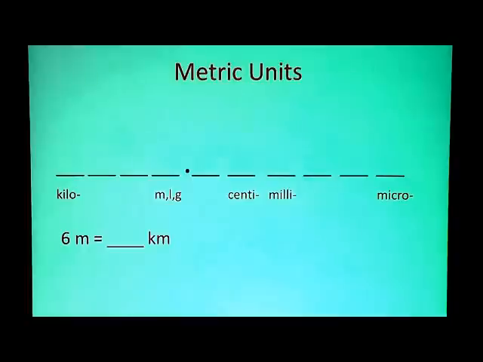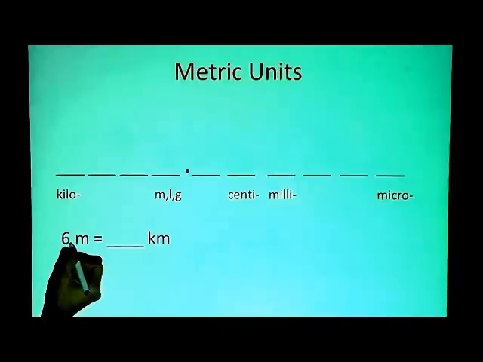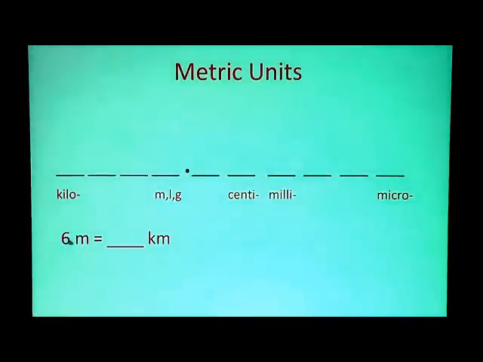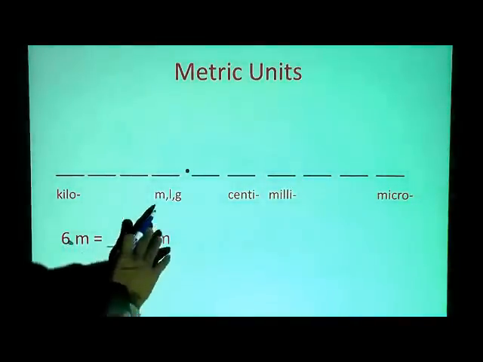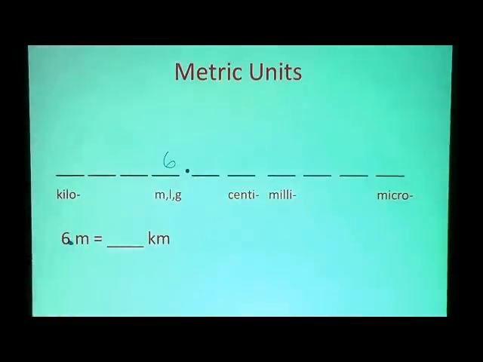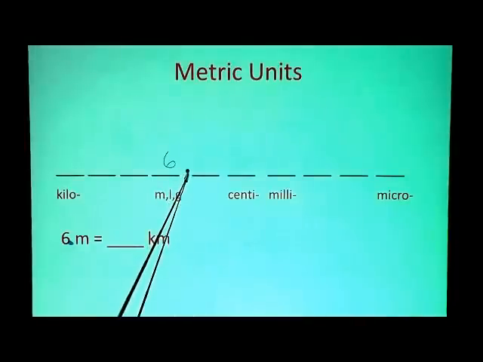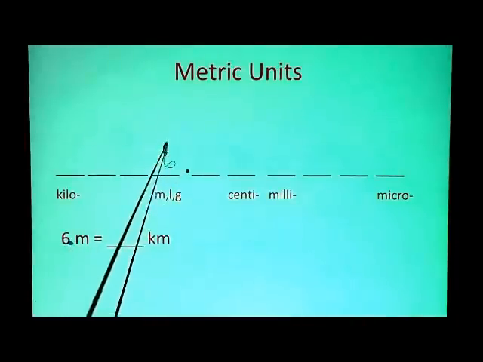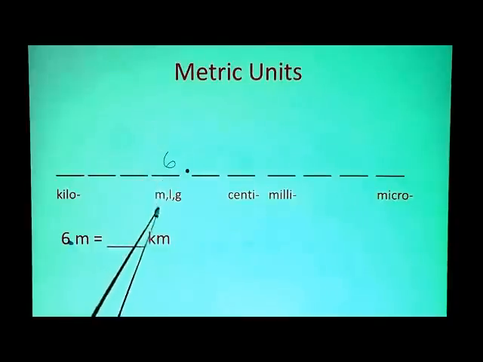Okay, let's take the first problem. We are given 6 meters and I want you to convert it to kilometer. So in other words, right now the decimal point is understood to be here, okay? Remember, the decimal point is always to the right of that column. Meter is in this column right here, so the number 6 would be here. This decimal point that you see is the same thing as that decimal point, because we're in the same column, we're in the unit of meter, okay?